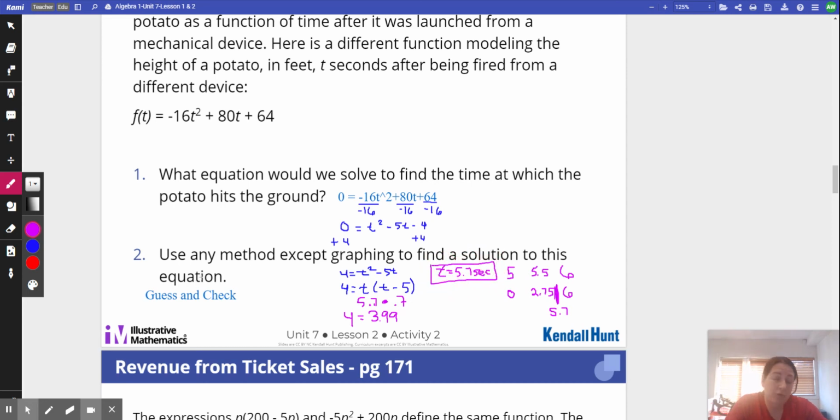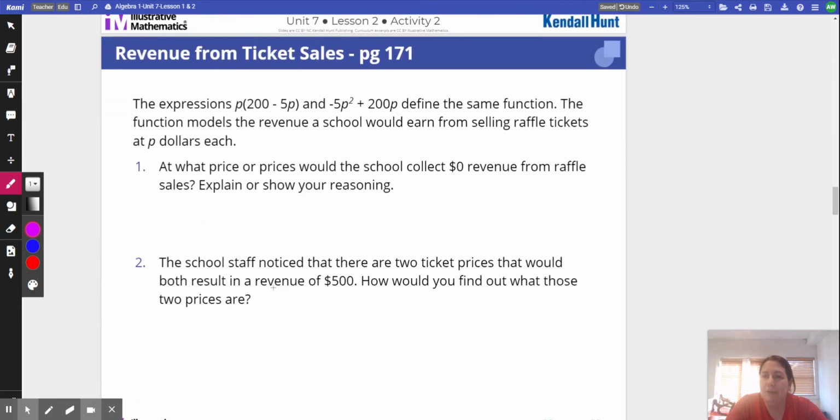Is that the most efficient method to use? No, but we haven't learned how to solve quadratic equations yet, so that's the method we're going to use for now. All right, let's take a look at revenue from ticket sales, page 171.